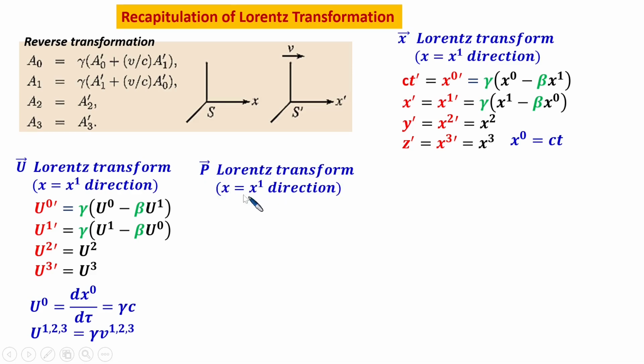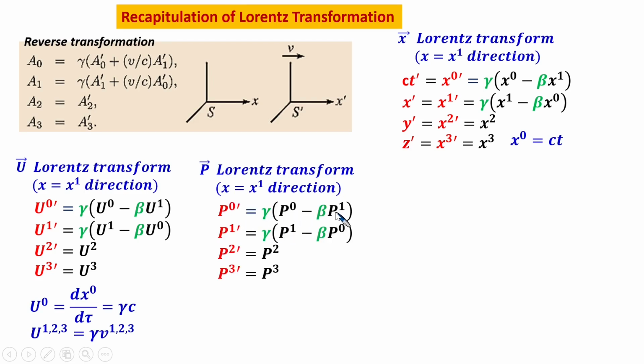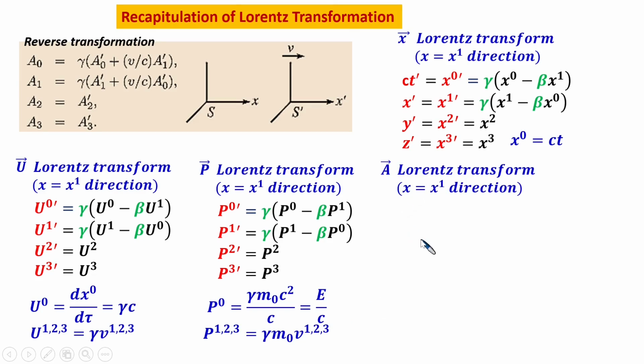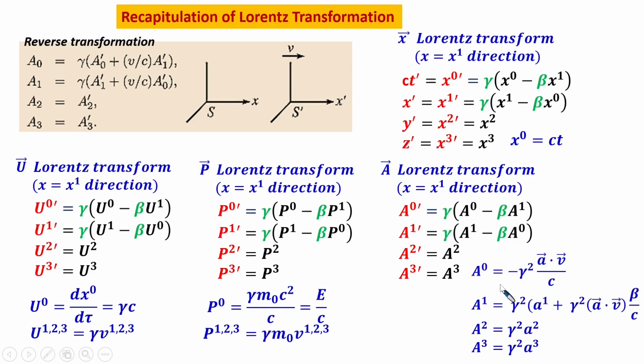And the momentum Lorentz transform, again in the direction of the x axis, you have a very similar thing. Here you have p naught and p1, this is your time component, and this is your spatial, and this is also your spatial component. And here p naught will be your e by c, that is gamma m naught c square by c, okay, e by c, and p1, 2, 3 is nothing but m into v, velocity, okay, this momentum. Now the Lorentz transform for acceleration is also very similar, and here this a naught is nothing but minus gamma square a dot v, this is your temporal part, and your spatial parts are this.